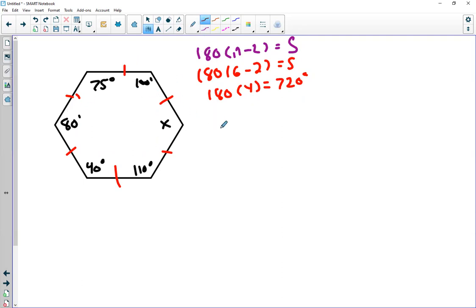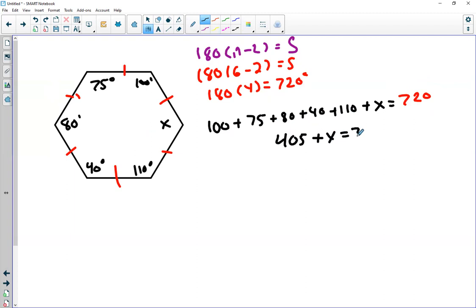Now I have all these inside angles: 100 plus 75 plus 80 plus 40 plus 110 plus X should equal the total I found earlier, 720. So I'm going to add up all my pieces. 100 plus 110 plus 75 plus 80 plus 40 is 405. So 405 plus X equals 720. Subtract 405 on both sides, X equals 315.